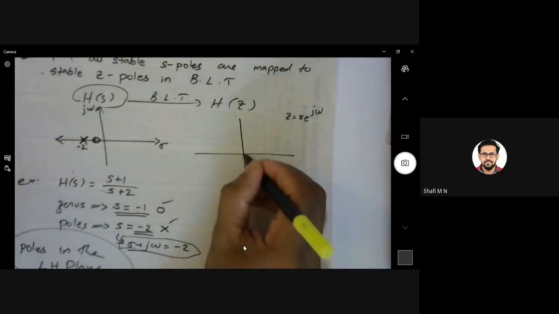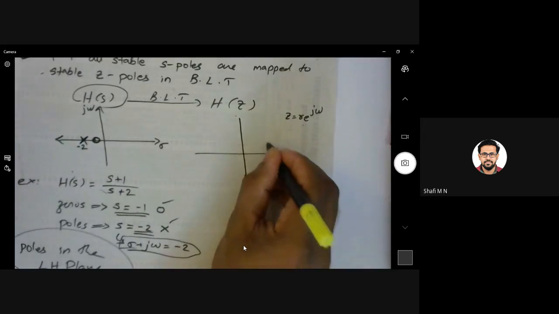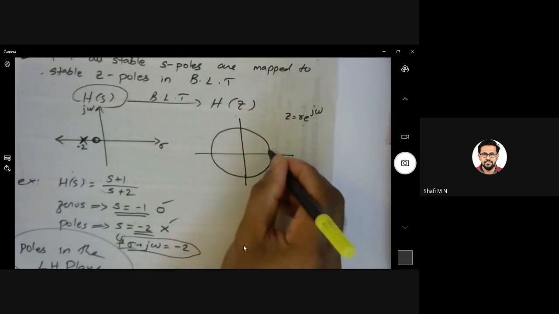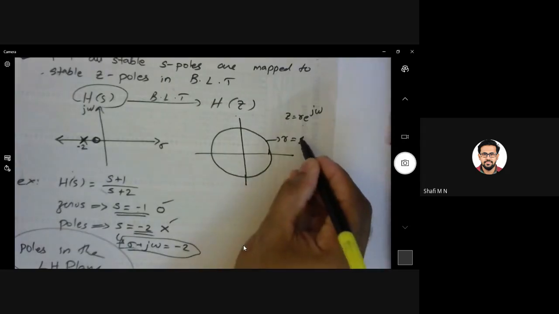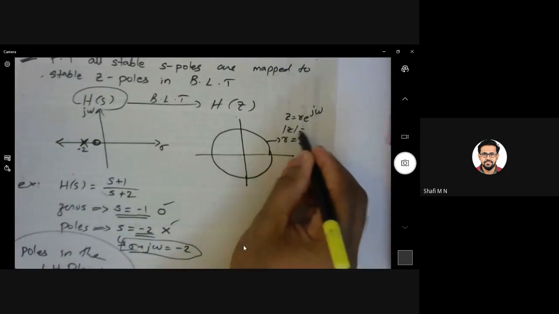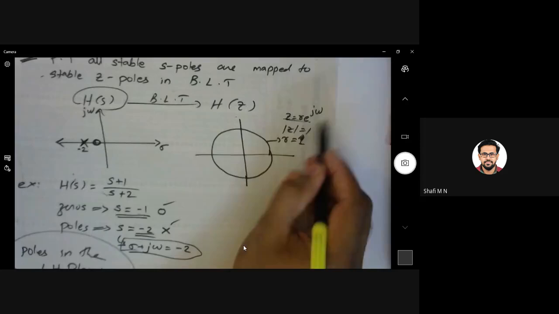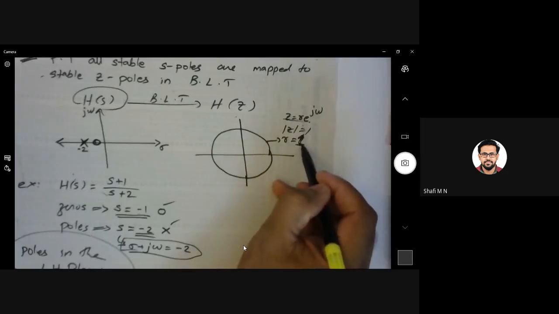Unit circle, definitely the unit circle. This is the key factor. This is the R equal to 1 circle. It represents mod z equal to 1. Mod z is simply R, right? So that is the R equal to 1 circle.